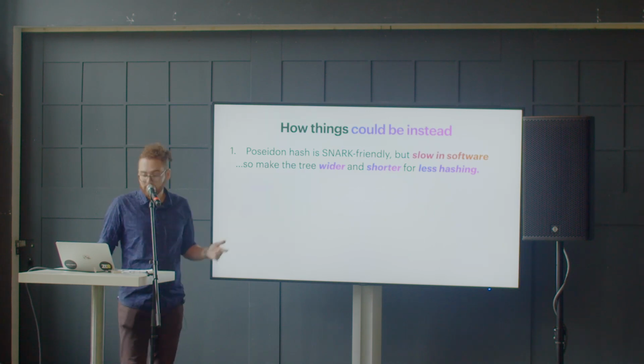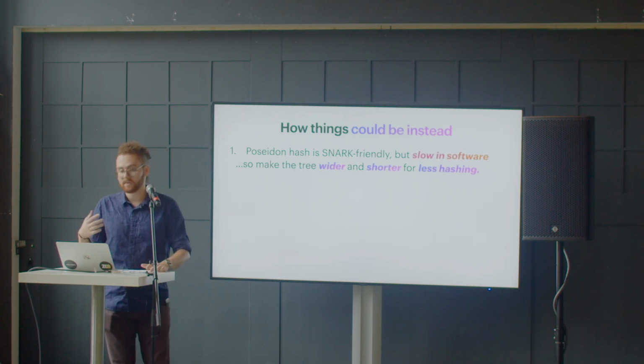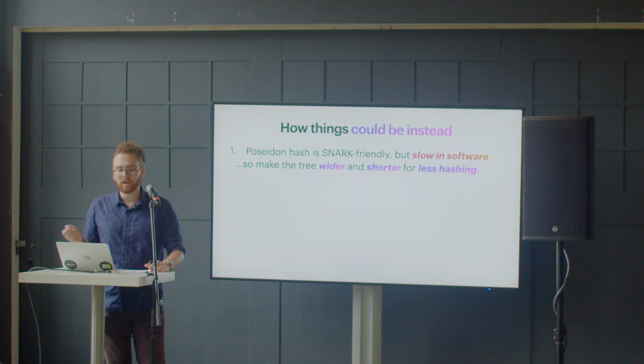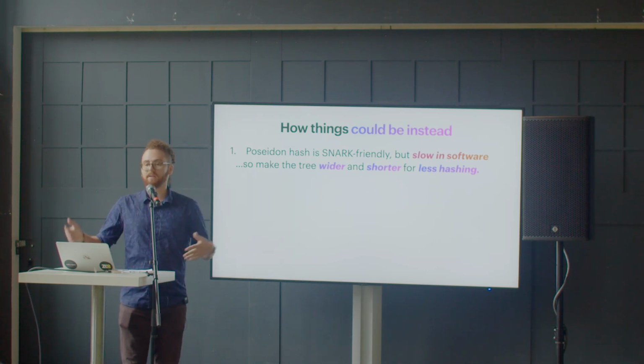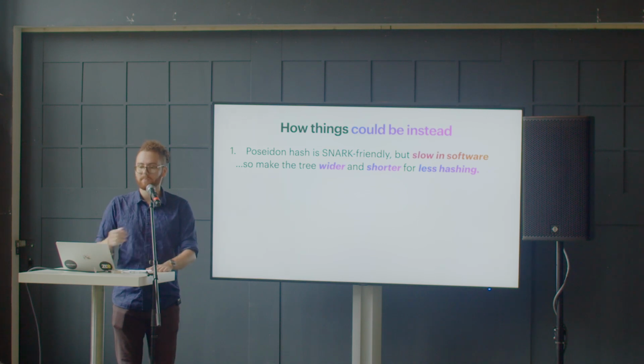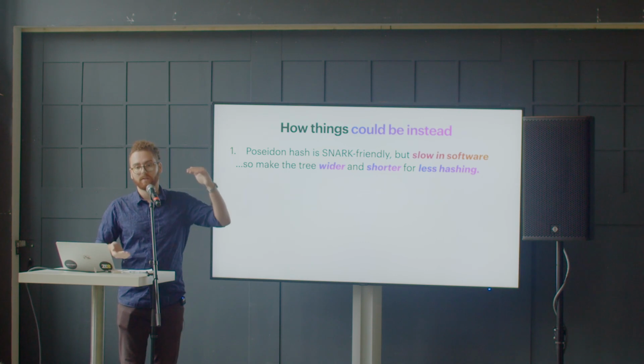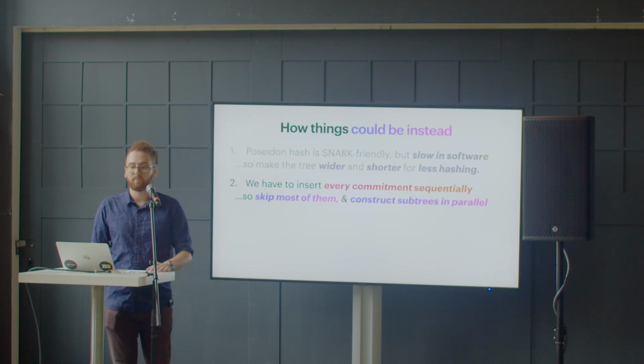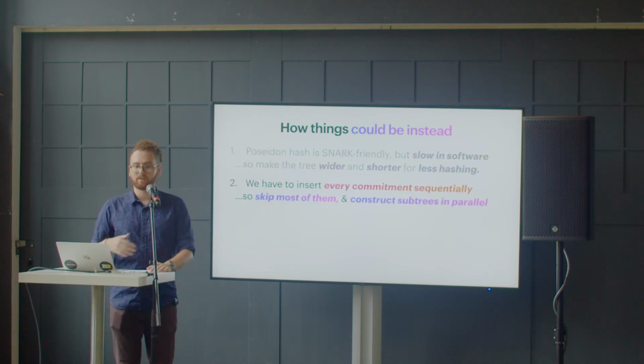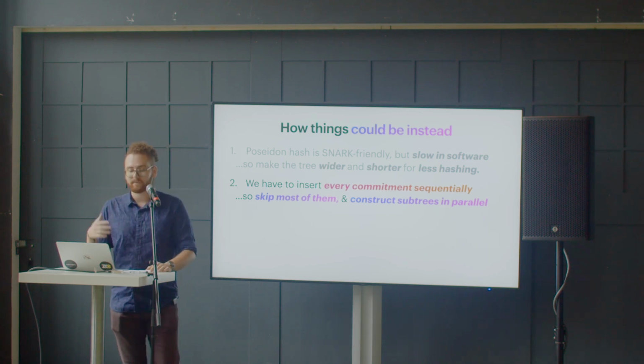So how could things be instead? Well, the Poseidon hash is, as I said, snark-friendly but slow in software. So we use a wider rate, rate 4 for the Poseidon function, to make the tree wider and shorter. So that means that we're doing less hashing all the way down. Originally, in a conventional Merkle tree design, we have to insert every commitment sequentially. So instead, we came up with a tree design that lets us skip most of the commitments and construct subtrees in parallel rather than sequentially.